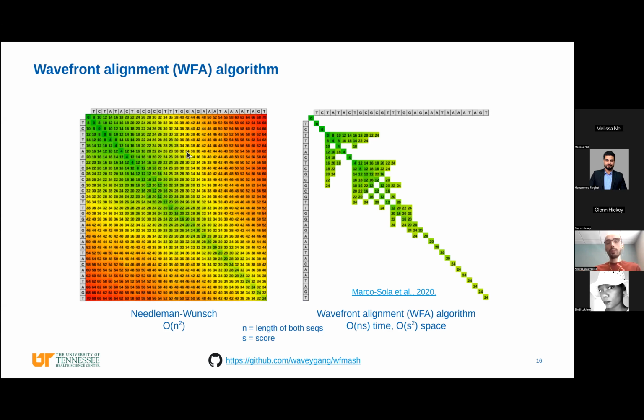But with a different formulation of this problem, with the wavefront alignment algorithm, we can reduce this computational complexity. And this practically translates to: we can find this best path in this matrix by exploring not all the cells in this matrix, but just a subset of them. So this translates to fewer computational steps.